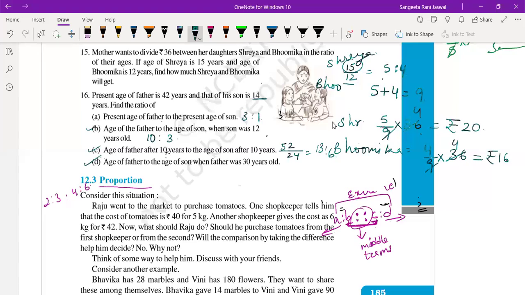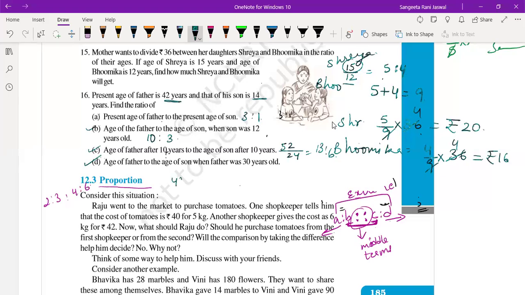Okay, now see the D bit. Read the D bit. Yes, ma'am. Age of father to the age of son when father was 30 years old. Now you have to find the ratio when father was 30 years old. See, today the father is 42 years. When was he 30 years?